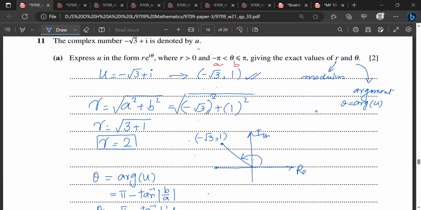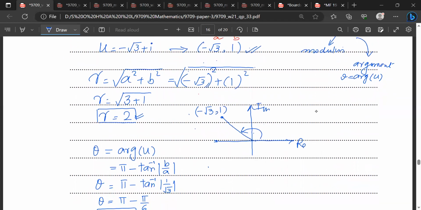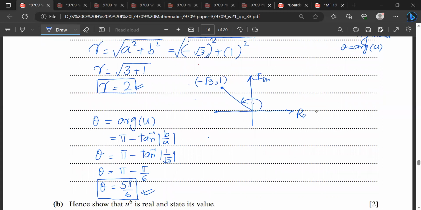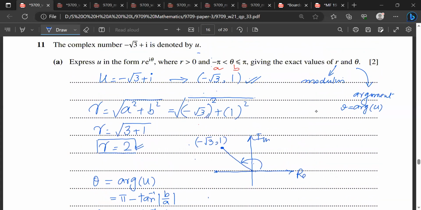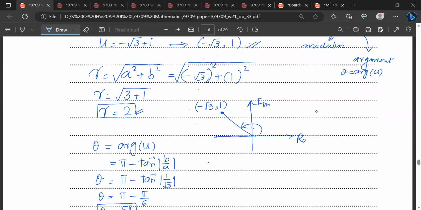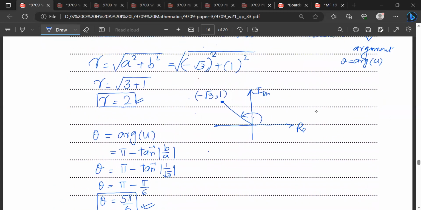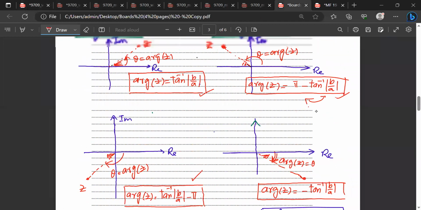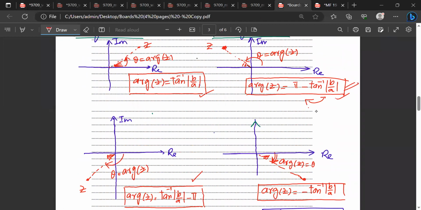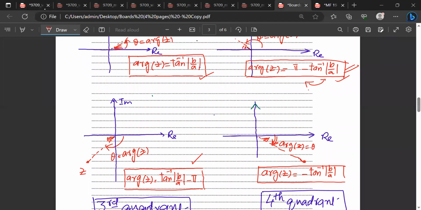We have theta, we have r. For r, the simple formula is the square root of a square plus b square, so we can find the modulus. For the argument, we need to identify the quadrant first, and for the quadrant you can simply associate a point to the complex number: minus 3 comma 1. So this is obviously in the second quadrant, and for the second quadrant the rule was pi minus tan inverse of the modulus of b over a.